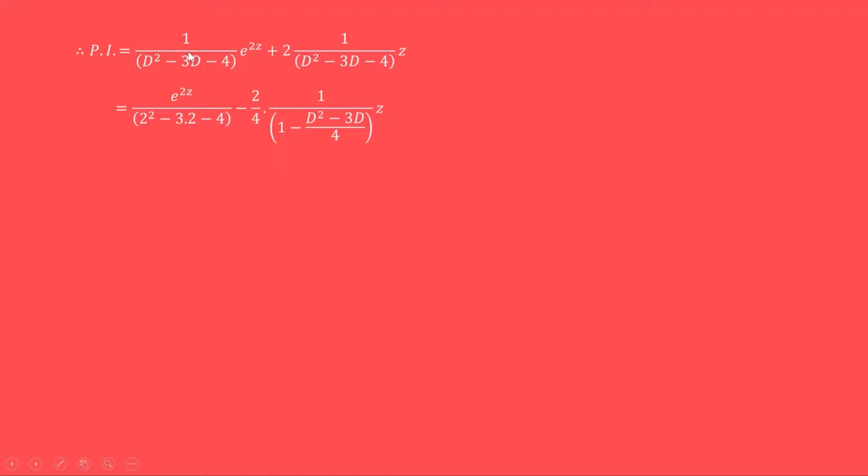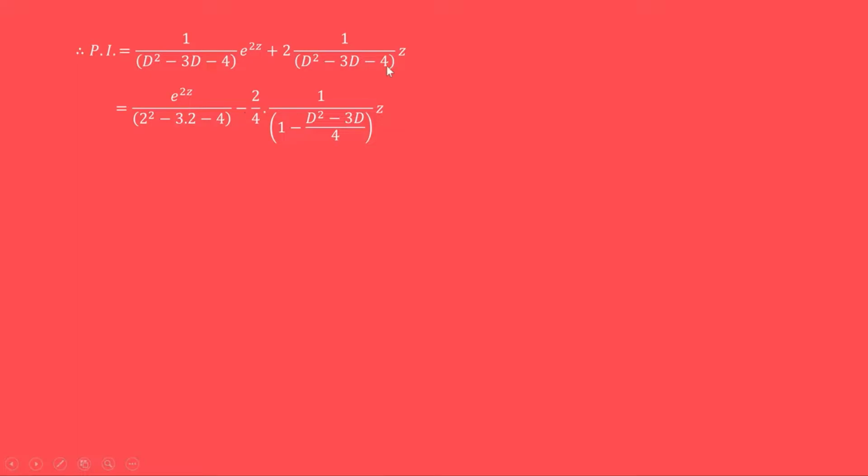So in e raised to 2z, put D equal to 2. If you put D equal to 2, you observe that the denominator doesn't become 0. So we get 2 squared minus 3 into 2 minus 4. 2 squared is 4, 4 minus 4 get cancelled. So in the denominator we get minus 6, which is not 0. So use that result.